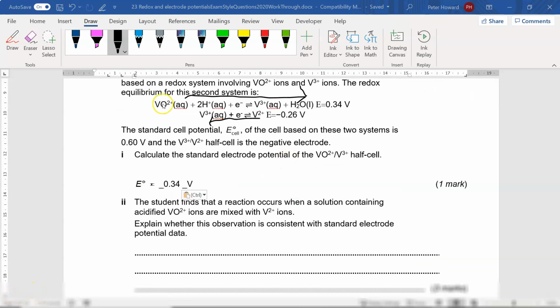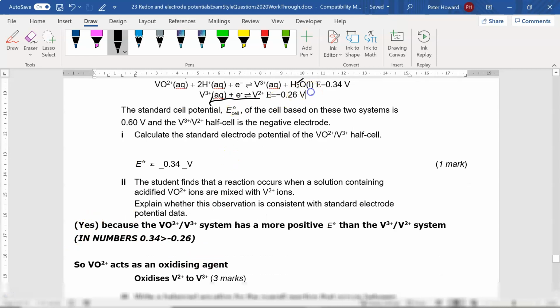A student finds when they mix VO2+ with V2+, a chemical reaction occurs. Is this consistent with the standard electrode data? The more positive one will go to the right, the more negative one will go to the left. So yes, because the VO2+/V3+ system has a more positive E standard than the V2+/V3+. So VO2+ acts as an oxidizing agent and oxidizes V2+ to V3+. So there we go.